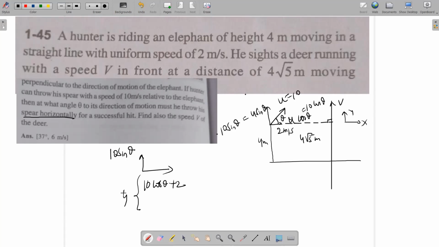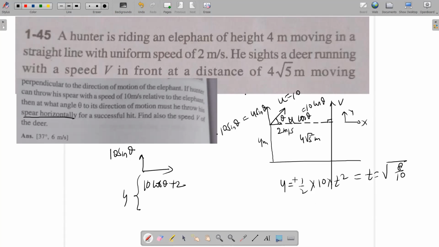So how much time will it take to hit the ground? So the time taken by this spear to travel this much distance downward. S equals ut plus half g t squared. There was no velocity along the z-axis. It was thrown horizontally. So 4 equals half into g into t squared. So t equals under root 8 by 10. This much time it will take to hit the ground, meaning the deer. Well, the ground, not the deer exactly.